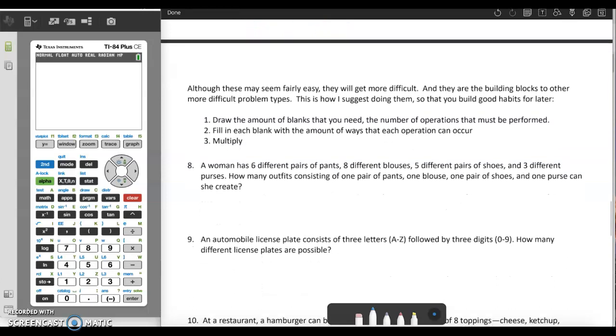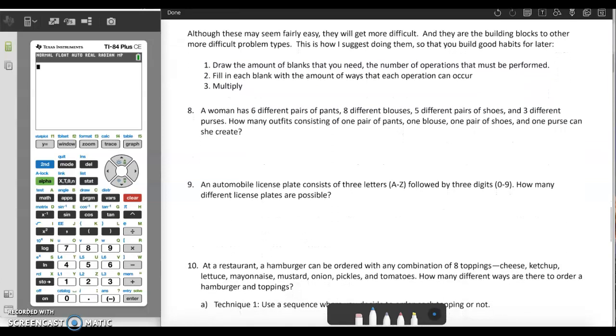So although these may seem fairly easy right now, they will get more difficult, and they're also building blocks to other more difficult problem types later in more advanced content. So this is how I suggest doing them now so that you build good habits for later. So you don't always have to draw the tree diagrams. Some will suggest that you do or tell you to do it, some won't. So if you're not drawing a tree diagram, this is how you should do it. You should draw the amount of blanks that you need, the number of operations that have to be performed, fill each blank with the amount of ways that each operation can occur, and then do your multiplication.